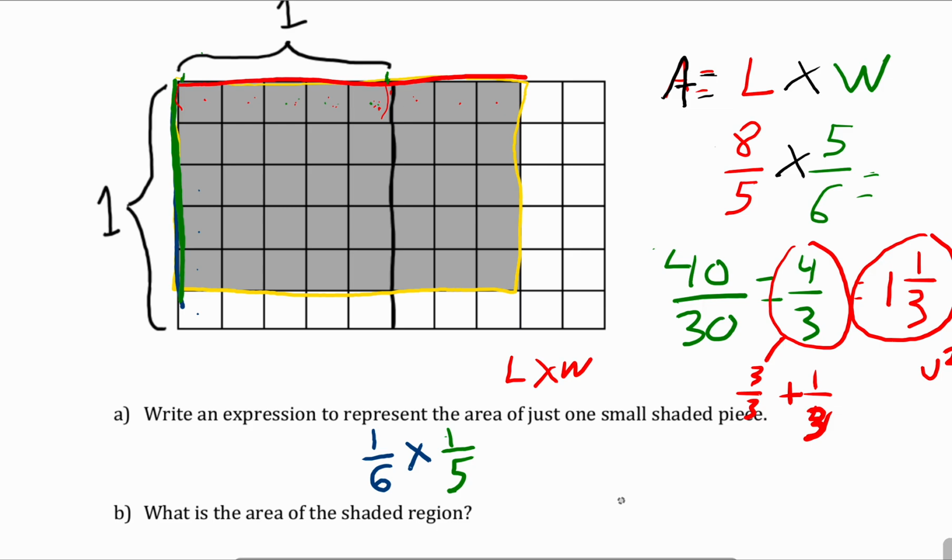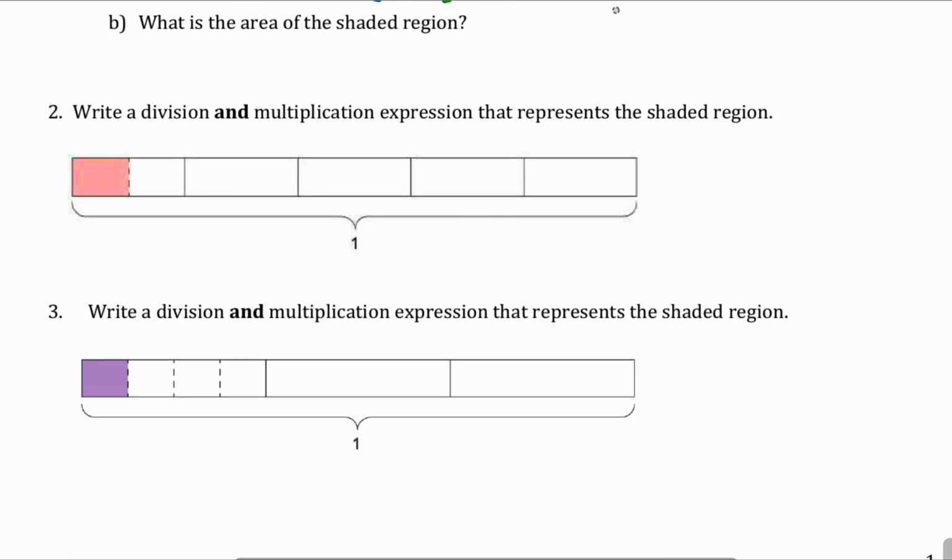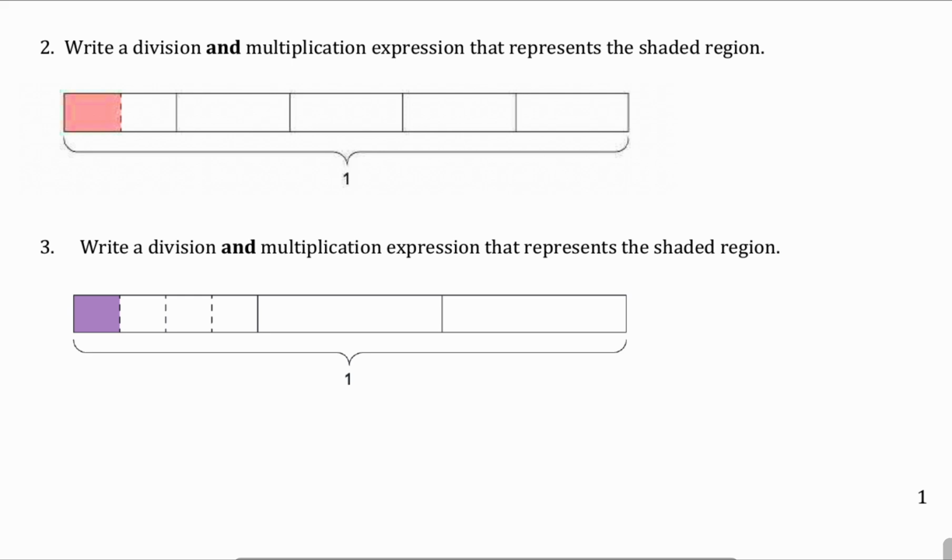All right, let's go into our next question. Write a division and multiplication expression that represents the shaded region. Okay, so for that we have to interpret this diagram. So let's look at this diagram here. And I noticed that this diagram represents 1 whole, and this whole is divided into parts. So we have a fraction here. Let me see my parts. I have 1, 2, 3, 4, 5. So here I'm working with fifths.